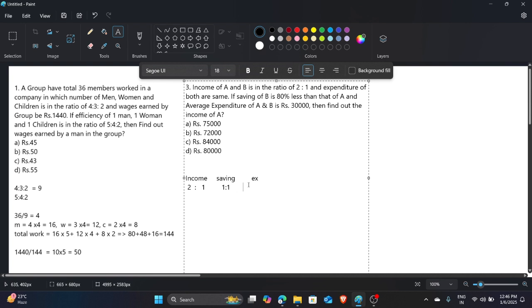Okay, and for expenditure, what they are saying is, if the saving of B is 80% less than that of A. Okay, 80% less. So we consider the saving of A is 100% and B's is 80% less. It means 20, less than that of A, and the average expenditure of A and B is 3000. It means the ratio would be this. Okay, and then 2 ones are 2 and 2 fives are 10. So this is the ratio.